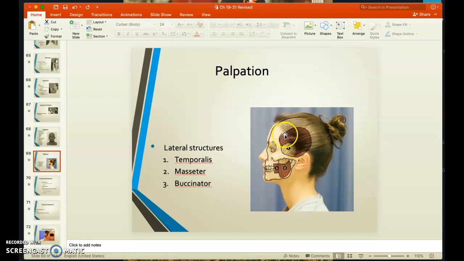Next slide as well, you can see the different muscles. Temporalis, okay, right around your temples. And then masseter and buccinator. Masseter helps move your jaw up and down. Buccinator moves side to side. So masseter and buccinator help us chew.